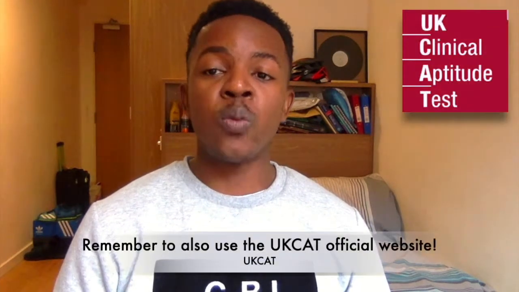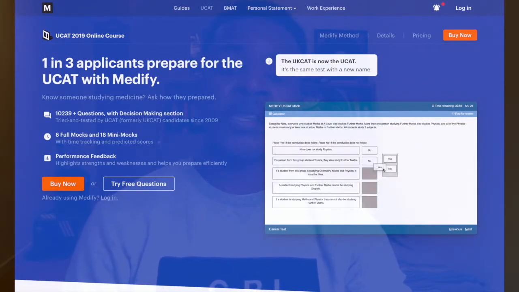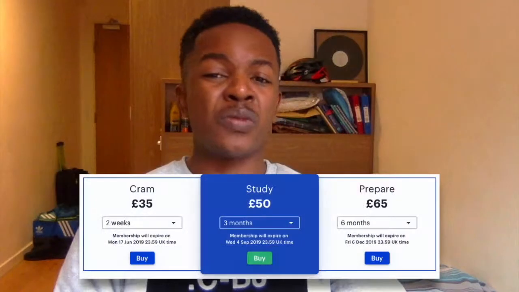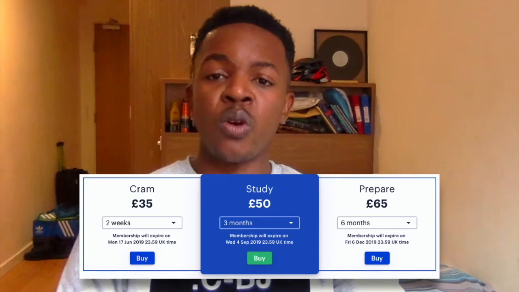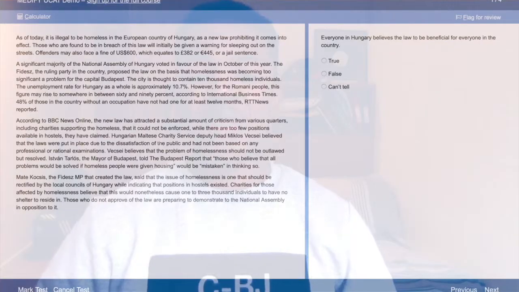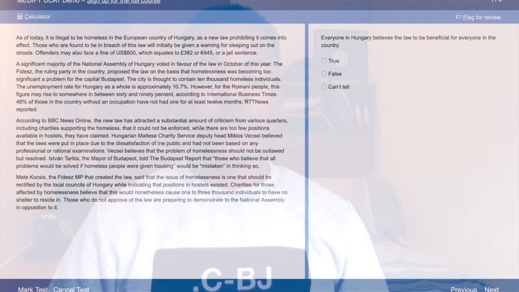Other resources you might want to move on to after you've used this book are the Medify UCAT online course. With Medify, you can sign up at various durations. If you sign up for 2 weeks, it will cost you £35. If you sign up for 2 months, around £45. A year pass will cost you around £90. They have around 10,000 questions and 8 full mocks. You can actually try this for free to start off with before you buy this service.